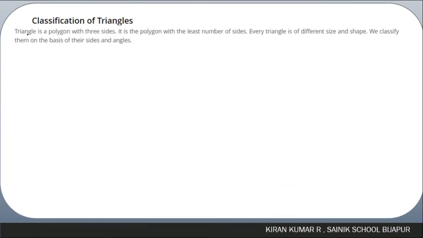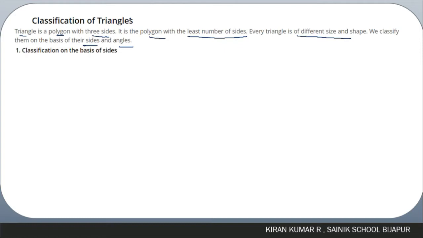Once again, let me repeat. A triangle is a polygon with three sides. It is the polygon with the least number of sides. Every triangle is of different size and shape. We classify them on the basis of their sides and angles. First, let us learn the classification on the basis of sides.